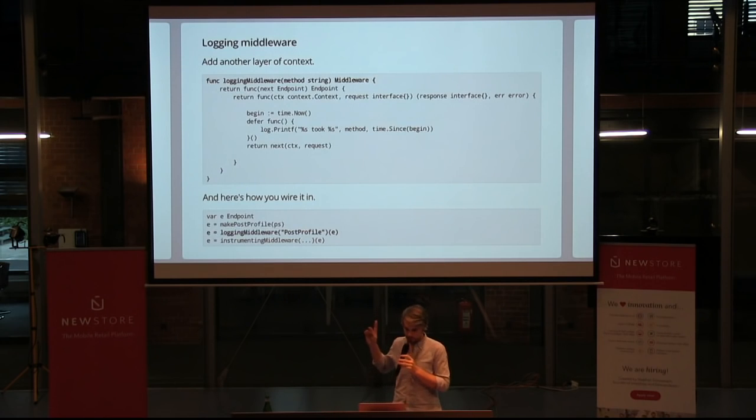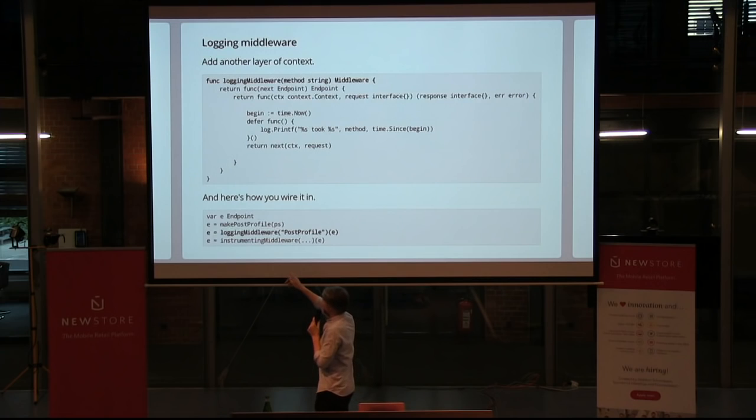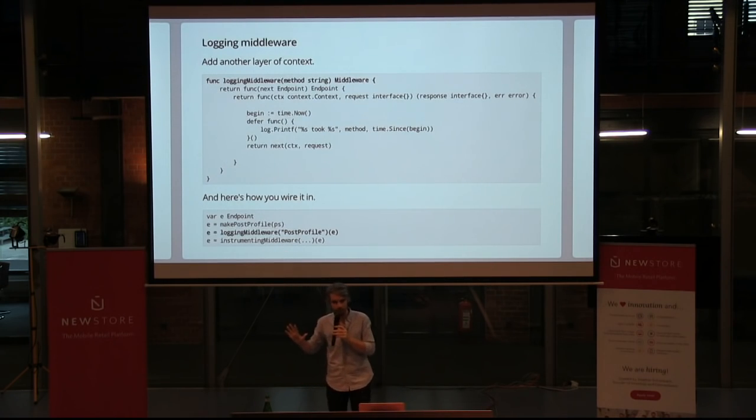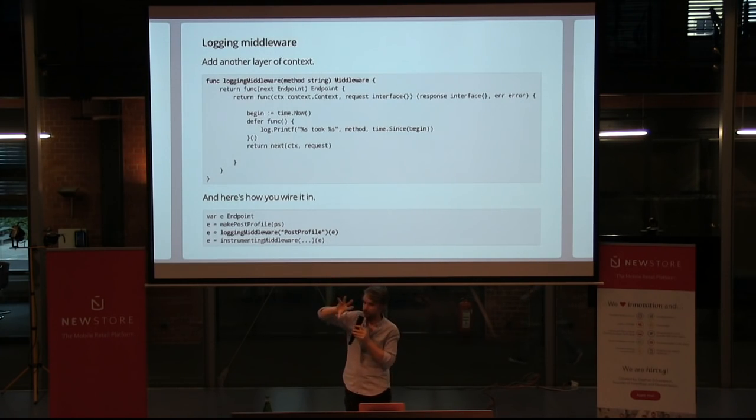So that's the work. And then here's how you wire it in down here. You define your endpoint, initially as nil. And then you call your little endpoint constructor, and that's just unadulterated, right? That's just the pure business logic. And then you have this lovely little pattern where you layer in all of the single responsibility concerns one after the other. And in effect, you're building up this onion where at the core is your business logic, and then each successive layer is just the one thing that you need to do. Log, instrument, rate limit, that sort of thing.